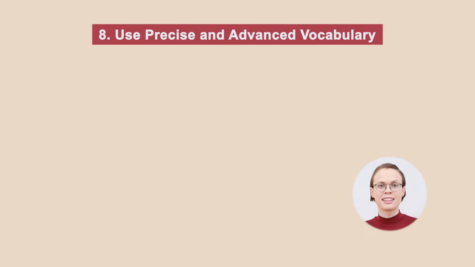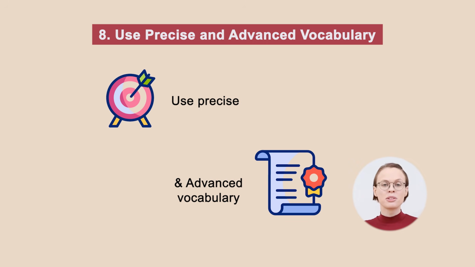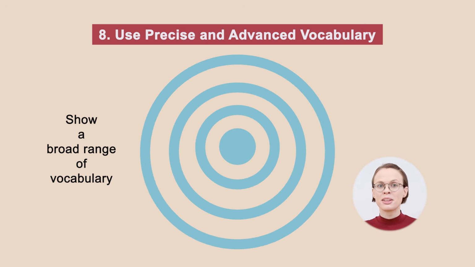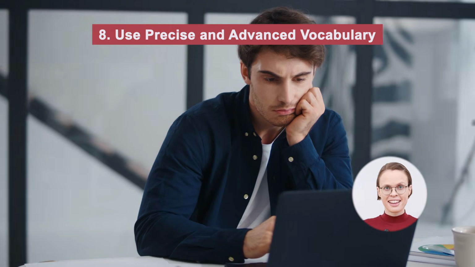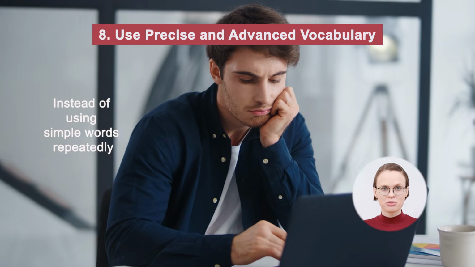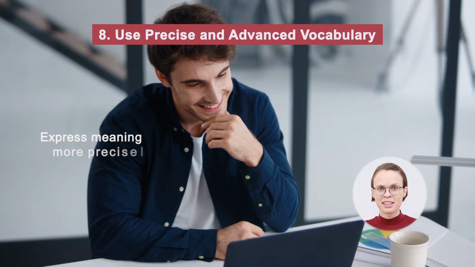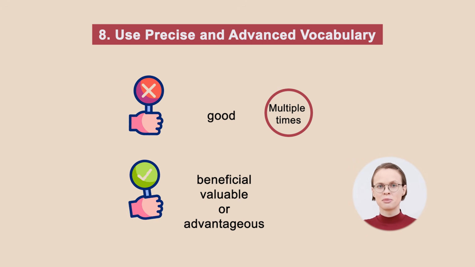Tip number 8 is to use precise and advanced vocabulary throughout your response. You need to show a broad range of vocabulary that goes beyond basic everyday words. Instead of using simple words repeatedly, choose more advanced alternatives that express your meaning more precisely. Don't write "good" multiple times. Instead, use words like beneficial, valuable, or advantageous.